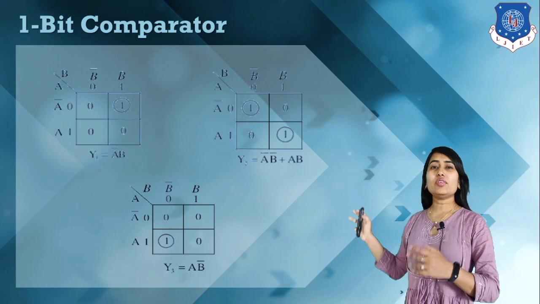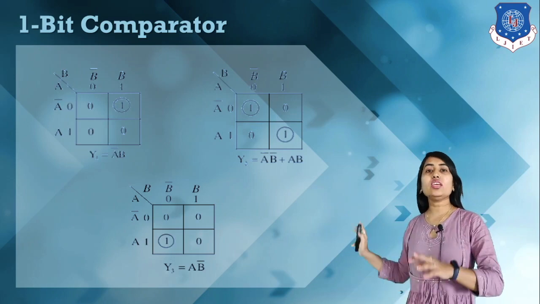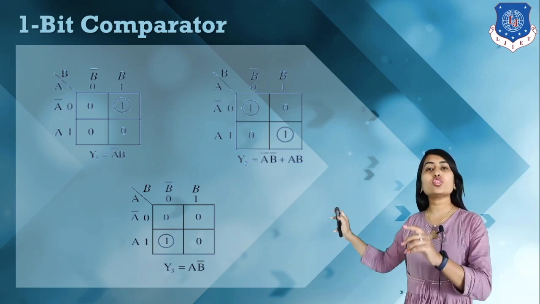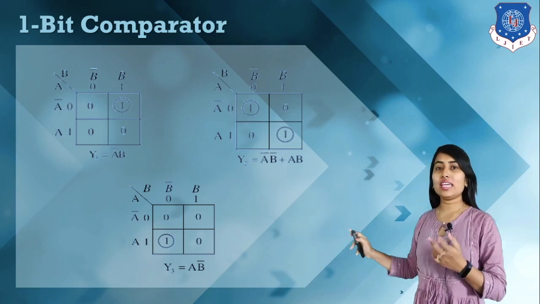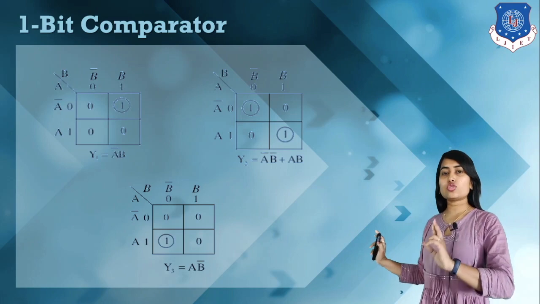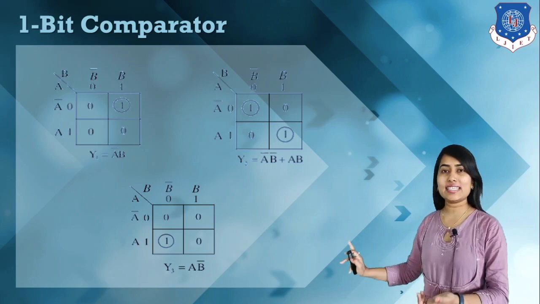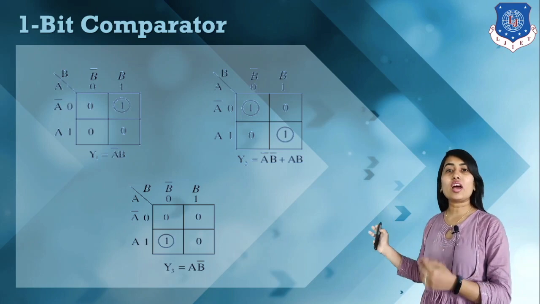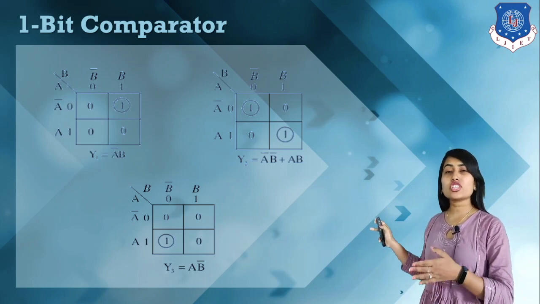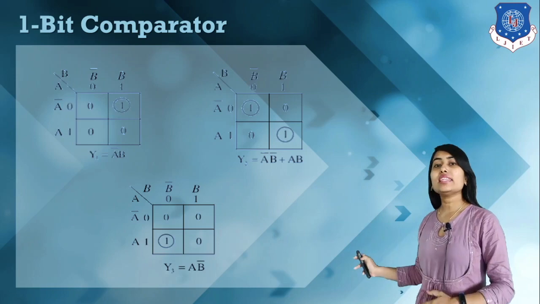So we have y1, y2, y3, three outputs. y1 is equal to A dash B. This is basically for A less than B. Whenever A is less than B, that means B is greater, so we can say that B is equal to 1 and A is equal to 0. That's why we have A dash B. Then y2 is the XNOR operation, A XNOR B, and y3 is equal to AB dash.